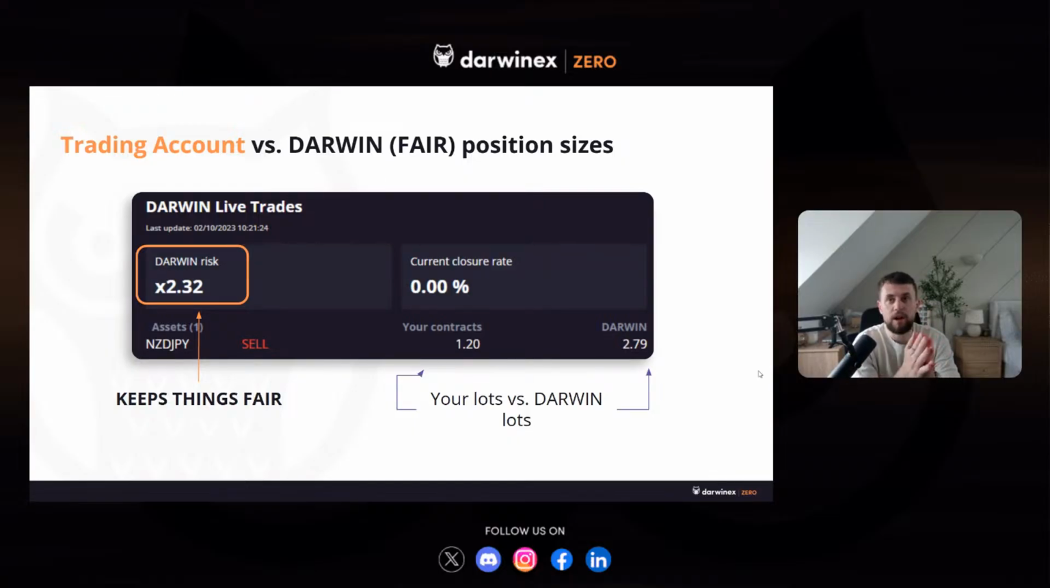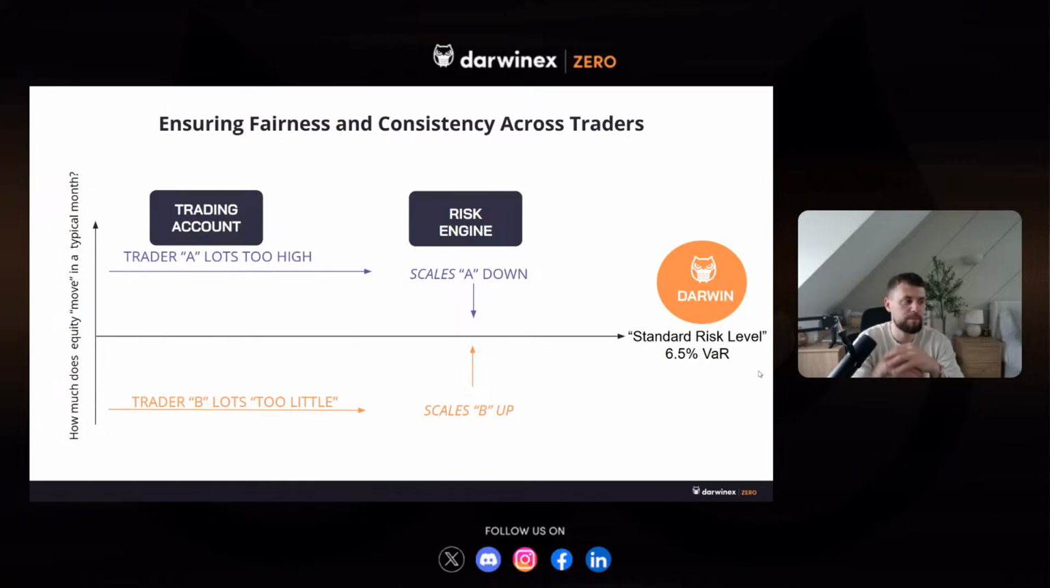The current closure rate shows how much of the position you have open that the risk engine has intervened with. Again, measuring your deleverage, the risk engine can get involved if your deleverage gets out of proportion or starts to increase. The risk engine can close some of your position to bring your deleverage back under the threshold. Underneath, you can see it says New Zealand yen. So it shows you the trade that you're in, whether you're long or short, how many contracts you've got open on your MetaTrader, and comparatively how many contracts you have open on your Darwin. So you can always see how it's being reflected in real time.